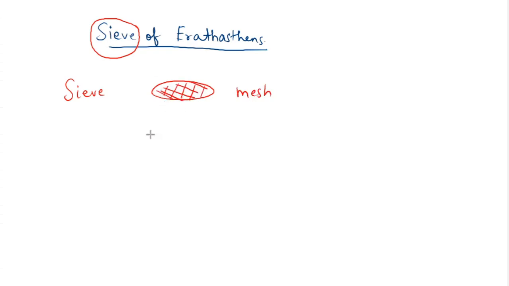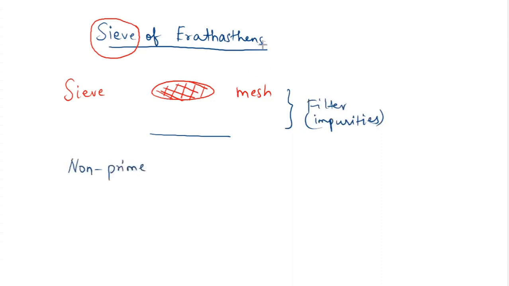This is used for filtering out impurities. So in this case the impurities are basically non-prime numbers, and that is the idea used by Eratosthenes: to filter out the non-prime numbers from the prime numbers. So this is the impurity.